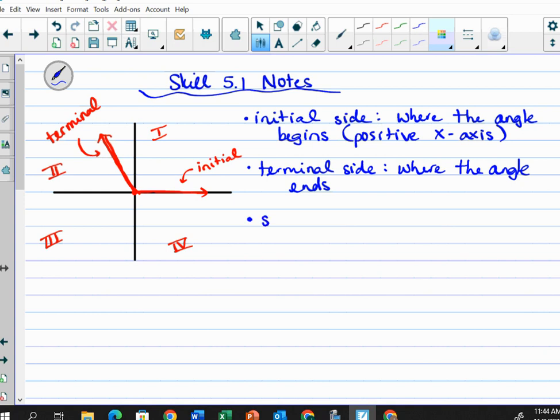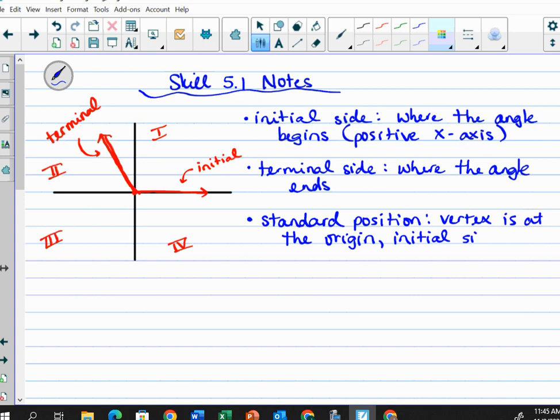All right, up next we have just standard position. And this is talking about where the angle is, and all of your angles will be like this. Vertex is at the origin. And as we talked about before, the initial side is on the positive x-axis.